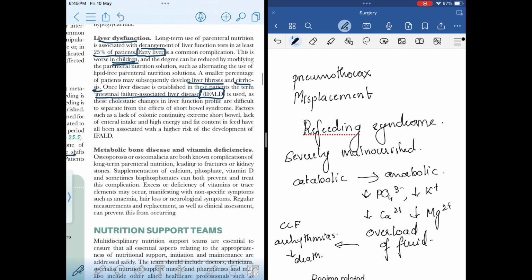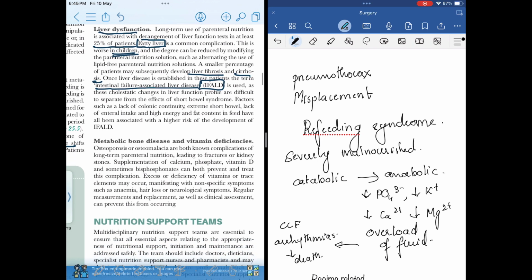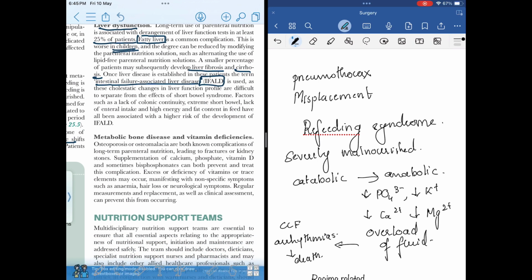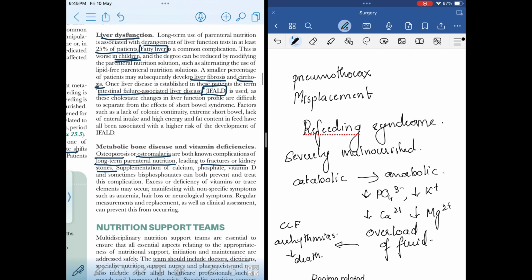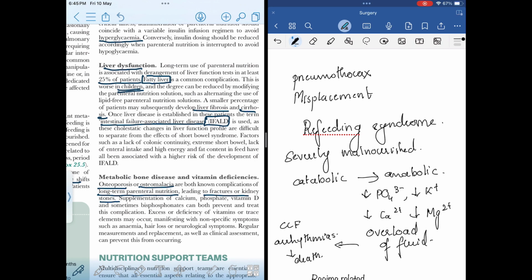Metabolic bone disease also occurs, osteoporosis and osteomalacia. They are both known complications of long-term parenteral nutrition. So it can lead to fractures or kidney stones. Alright. This is our entire chapter. I tried to explain it as best as I could. Now let us discuss some MCQs.